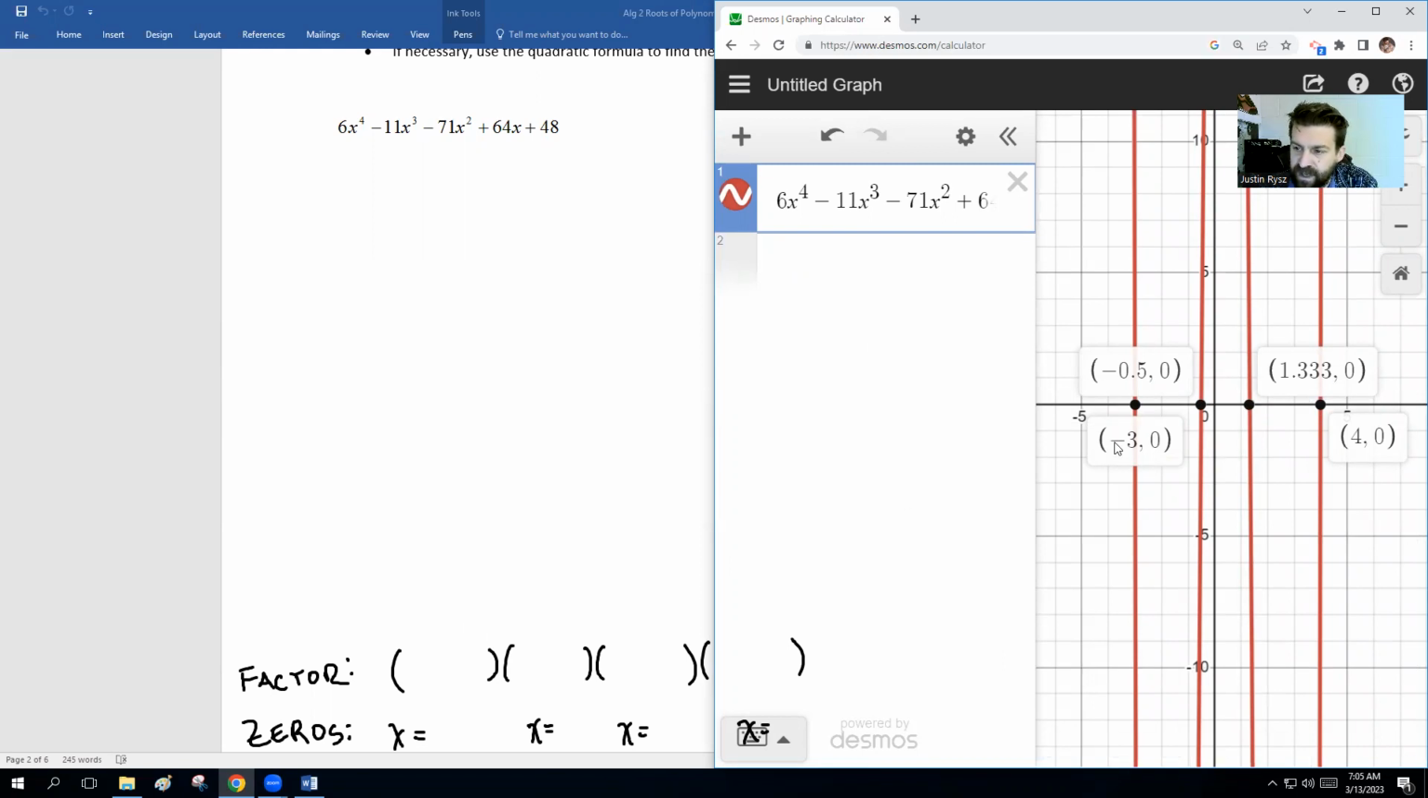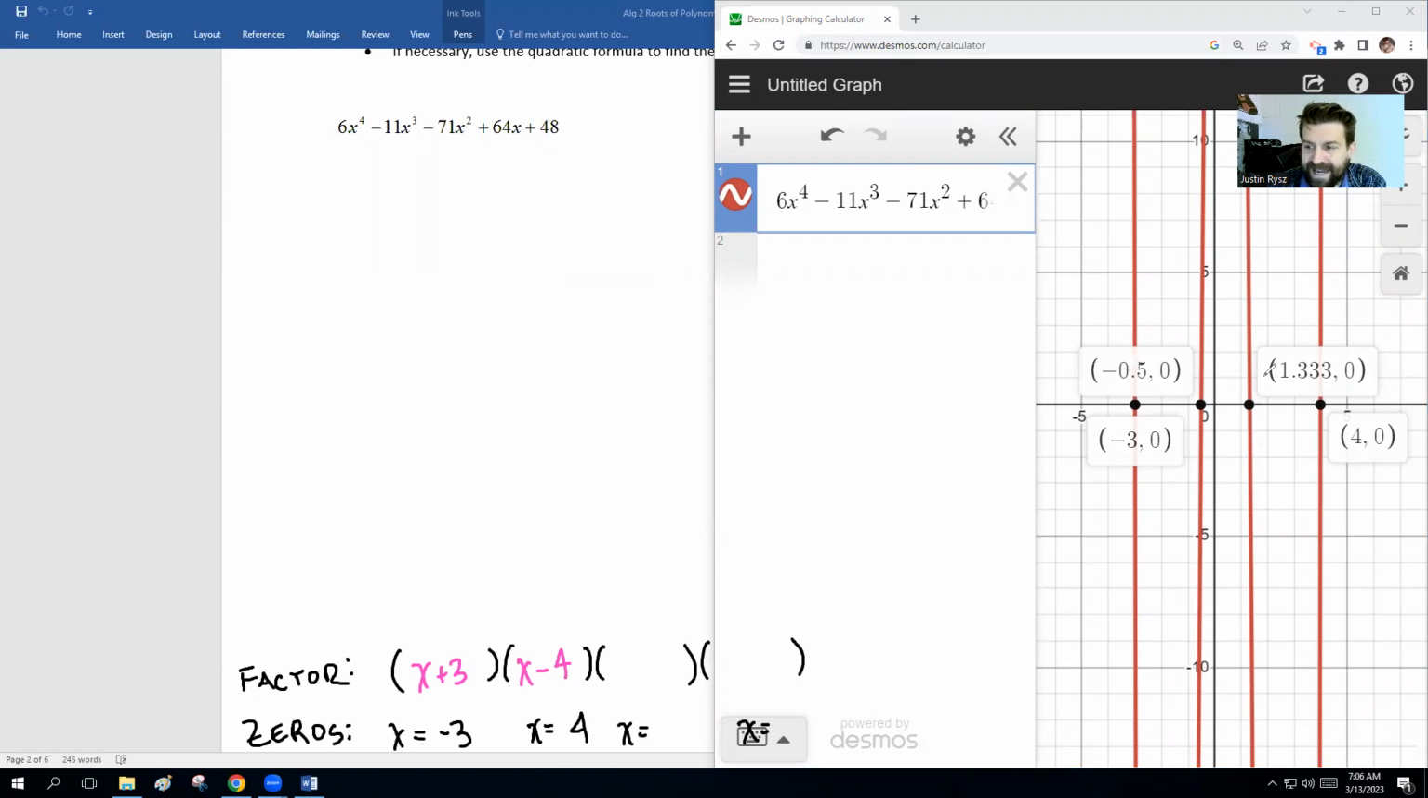But the only nice ones that we have are negative 3 and positive 4. So let's write that down. We got x equals negative 3 and x equals positive 4. So that means the factors are kind of the opposite expression of what would make this 0. So it would be an x plus 3. We plug negative 3 in for that. That would make it a 0. And an x minus 4.